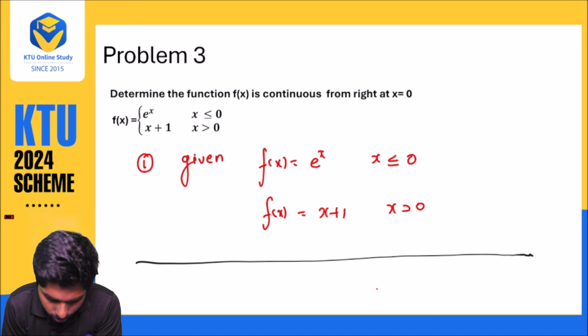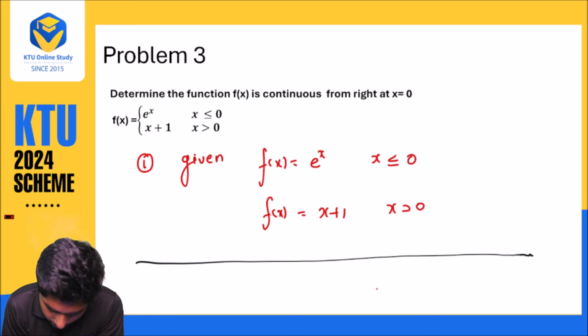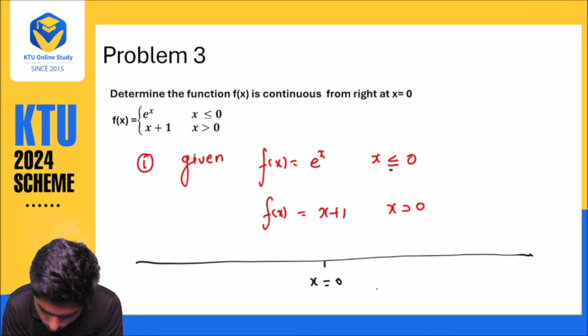So what is the diagram I can draw? That is when x is equal to 0, here they have given the equal to symbol, no, equal to also they have given.